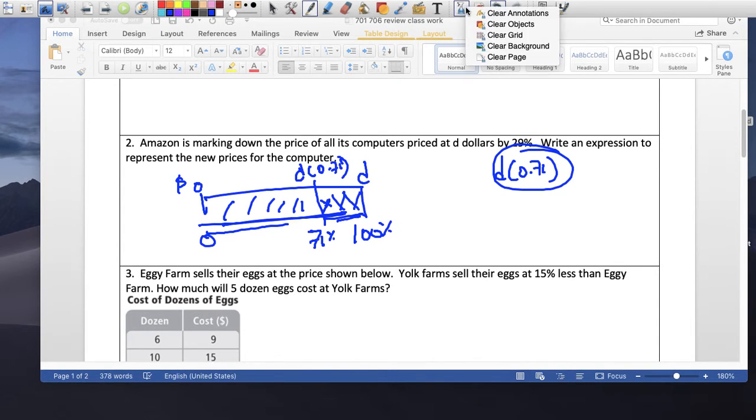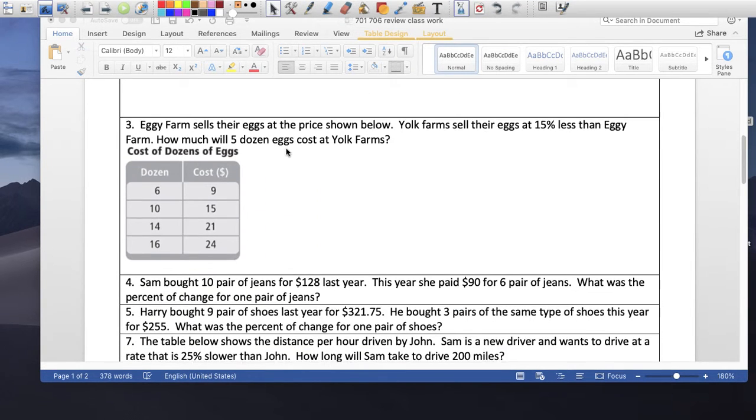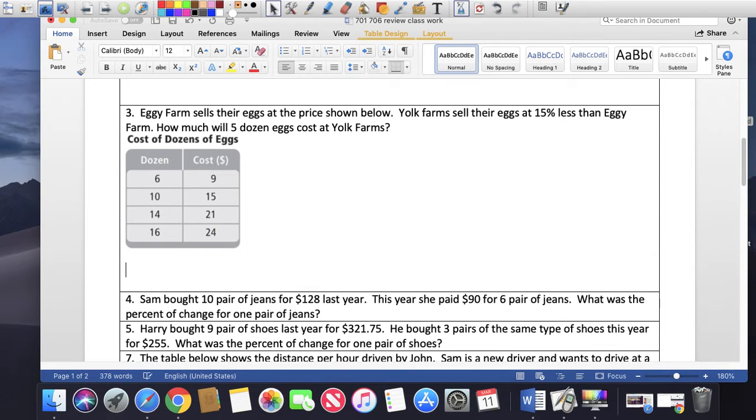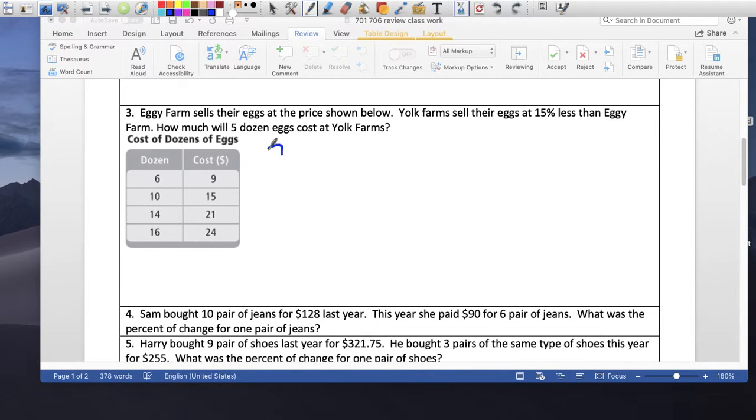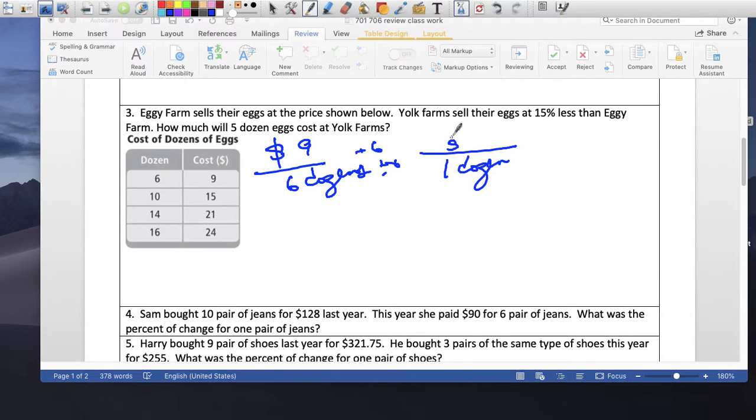Okay. Number three. I feel like I did this before. A dozen eggs at Eggy Farm, let's see, so it's a proportional table. It's $9 for 6 dozen eggs, which means that for the unit rate we divide by 6. 9 divided by 6 means that 1 dozen eggs is going to be $1.50. So Yolk Farms wants to sell it, obviously, for a little bit cheaper, at 15% less.